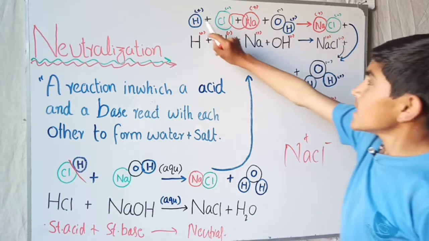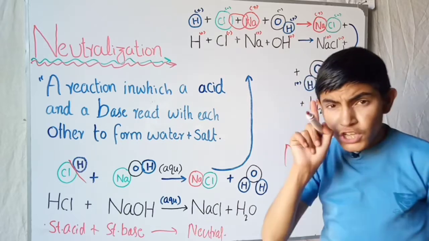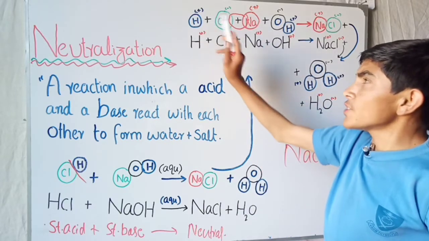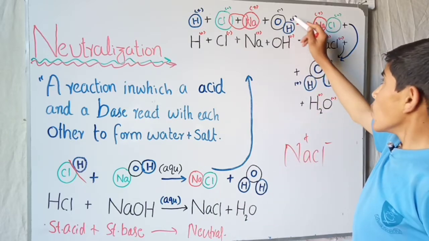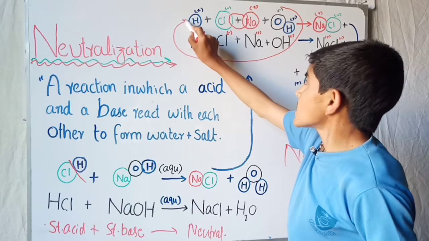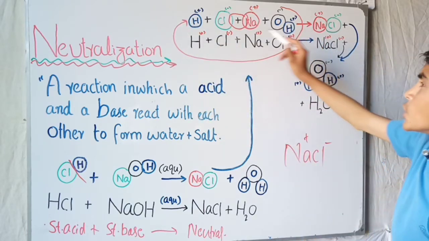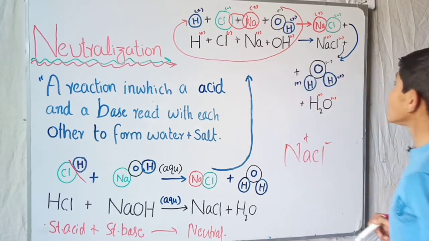And the next is the H. I said before that OH has a negative charge and H has a positive charge. So therefore this OH will ultimately form a bond with this H and will become H2 plus O. So it gives us H2O.